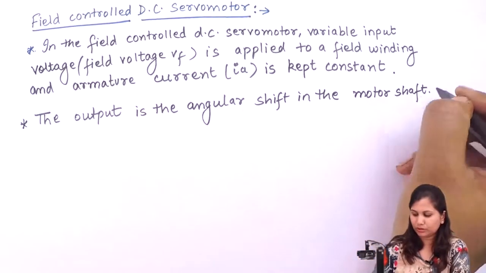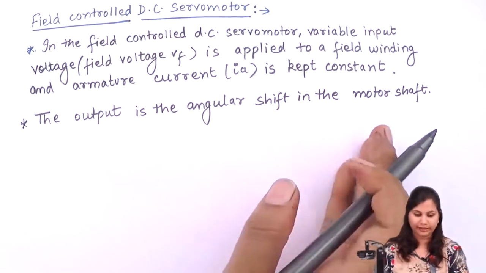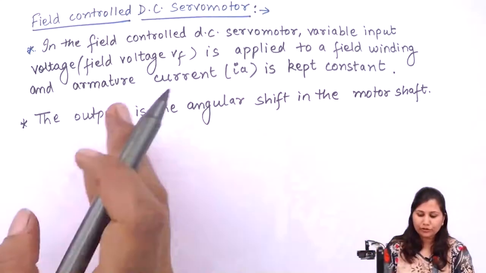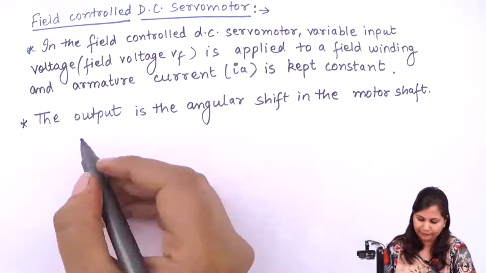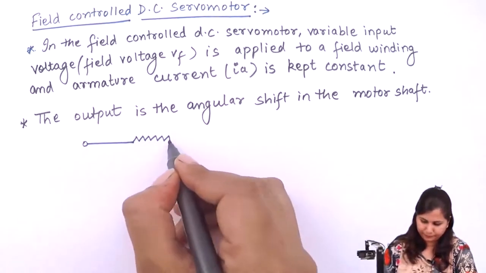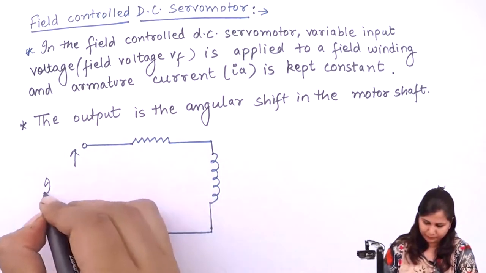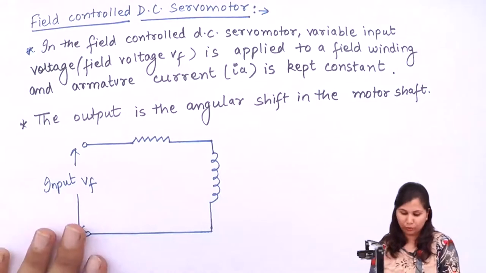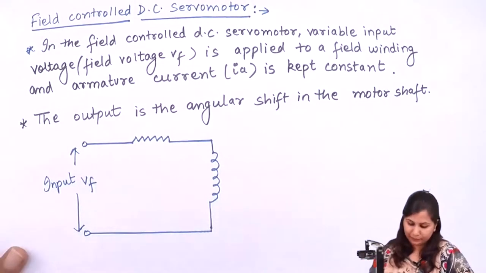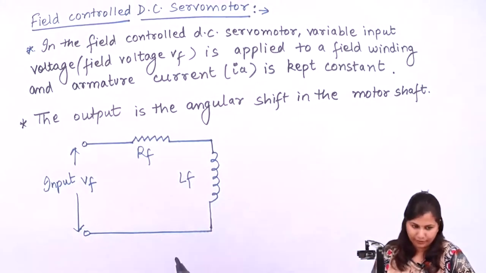So here also the output of the motor is the angular shift, that is the angular displacement theta. Okay, so let's draw the circuit diagram for this field controlled DC servo motor. Here we are applying the input, that is the field voltage, and this field voltage is variable. This is the field resistance RF and this is the field inductance LF. Now this current is IF, that is the field current.